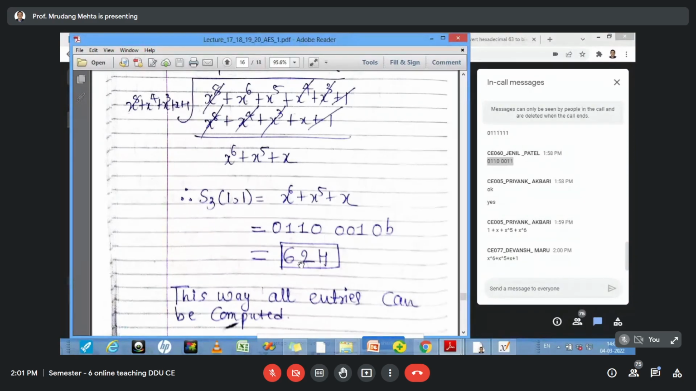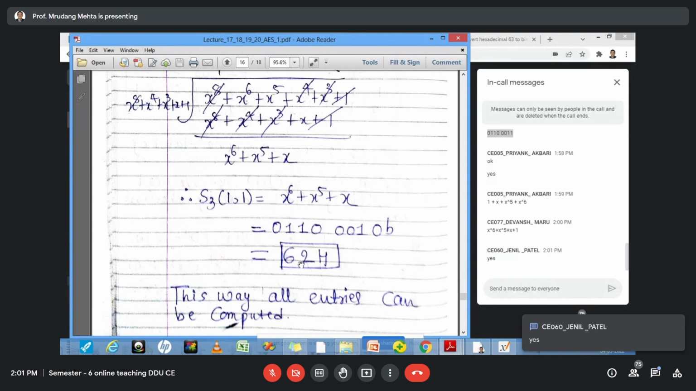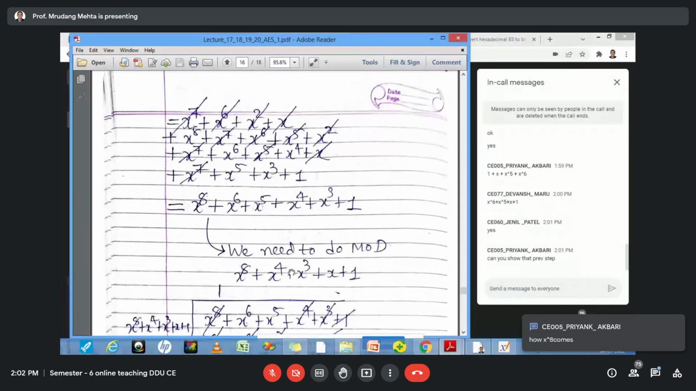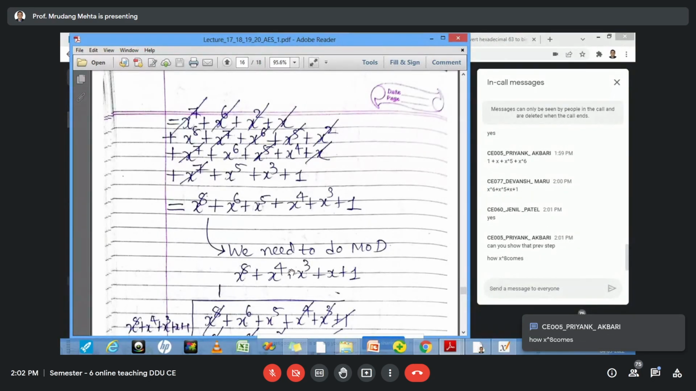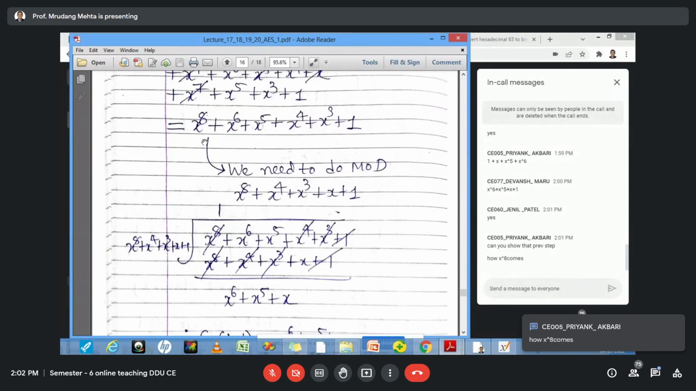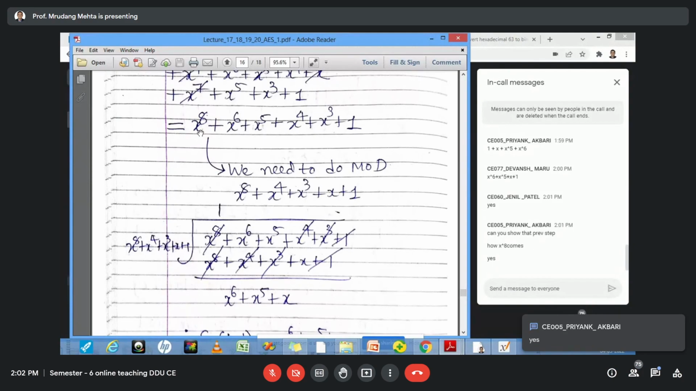Is this clear to all of you? Please type that you have understood if you have. Previous step. Is this the step? How does x raised to 8 come? This one? This step?